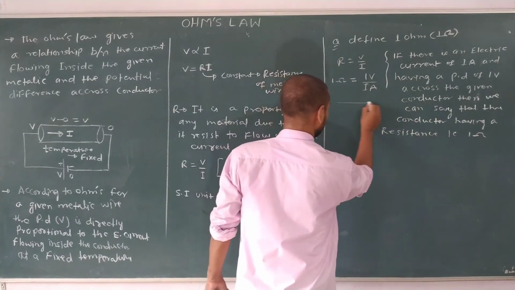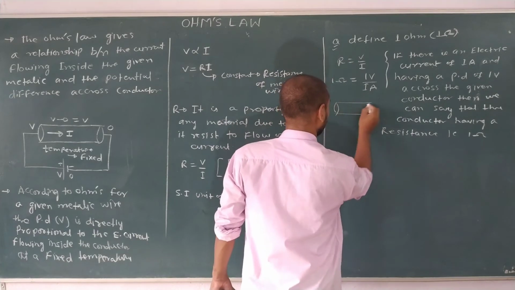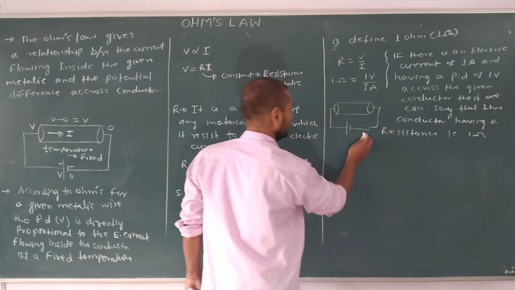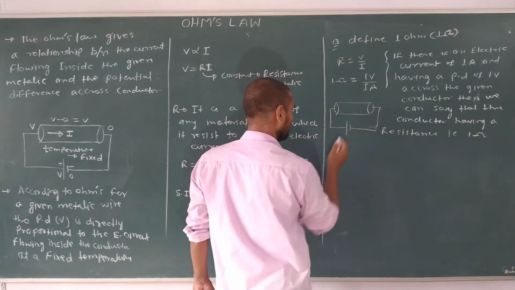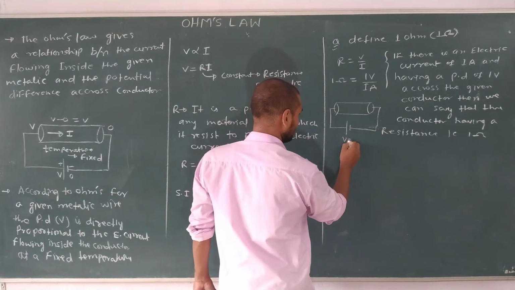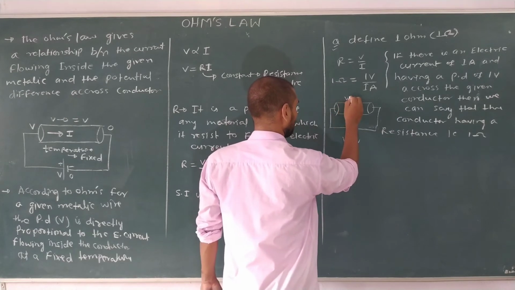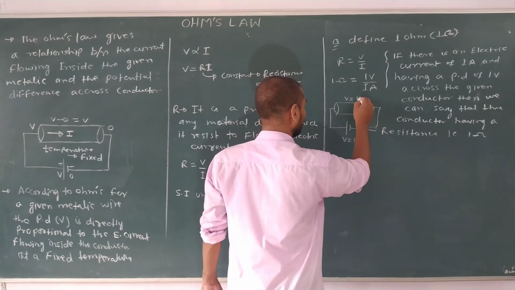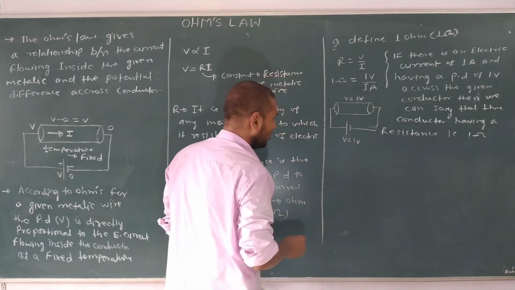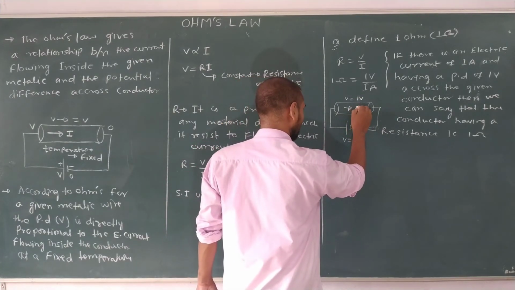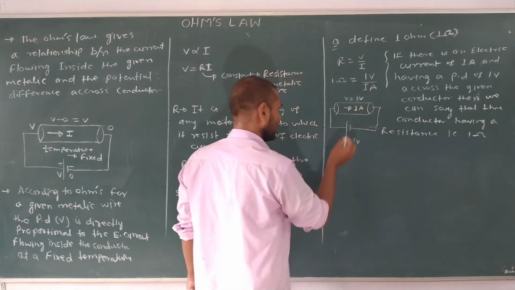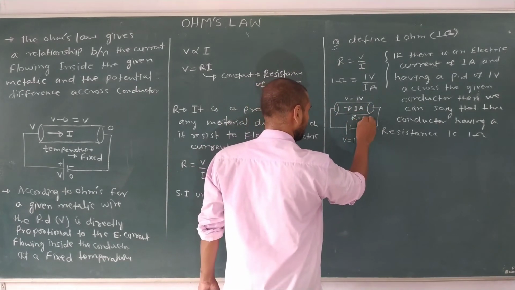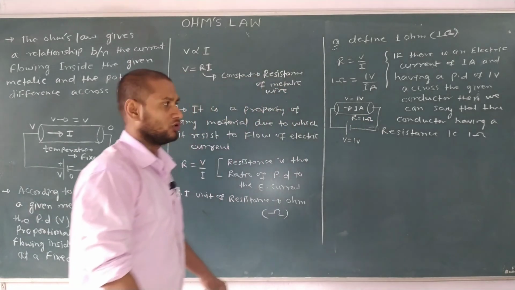Suppose this is the conductor, and it is connected with a cell. If there is a potential difference of 1 volt across this given wire, and inside the conductor a current of 1 ampere is flowing, then we say that the conductor has a resistance equal to 1 ohm. I hope you are able to follow me.